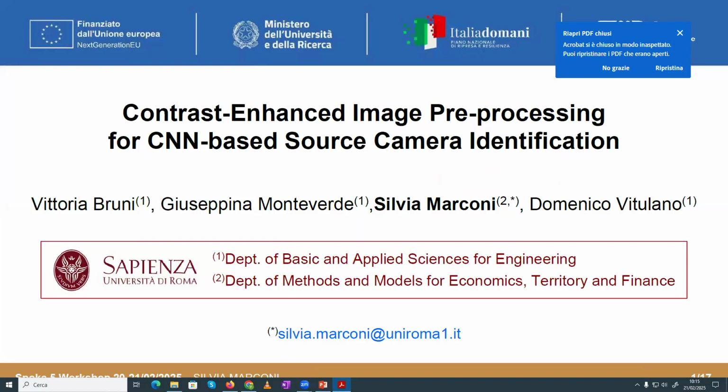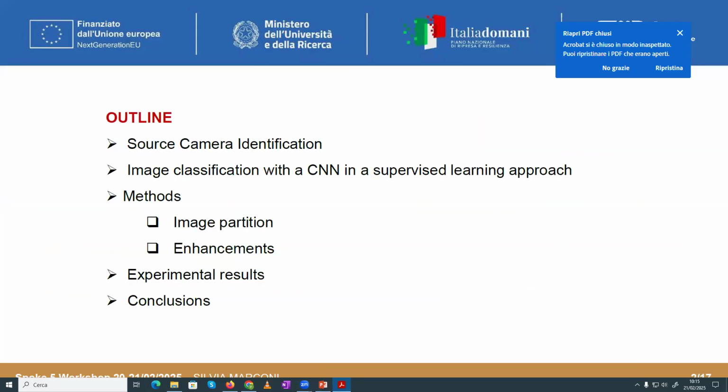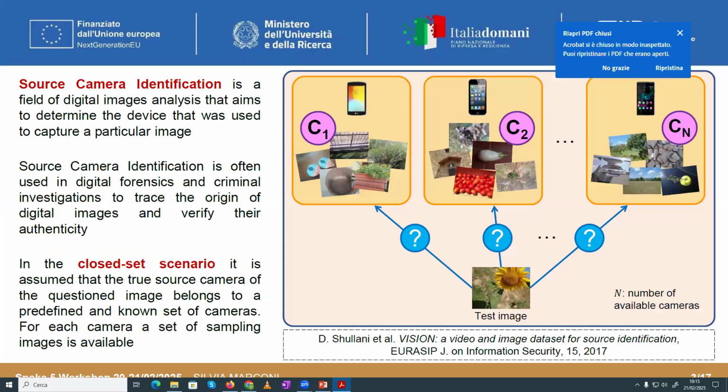Okay, I'm from the Department of Methods and Models for Economics, Territory and Finance. The work is in collaboration with Vittoria Bruni, Giuseppina Monteverde, and Domenico Vitulano from the Department of Basic and Applied Science for Engineering. Let's go directly to the topic, source camera identification, that consists in finding the source of an image, that is the device that took it.